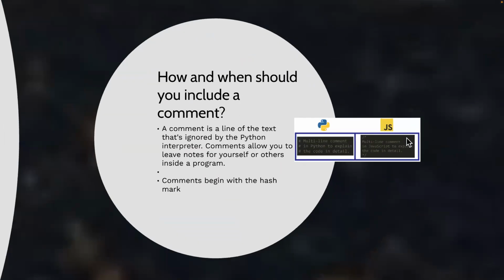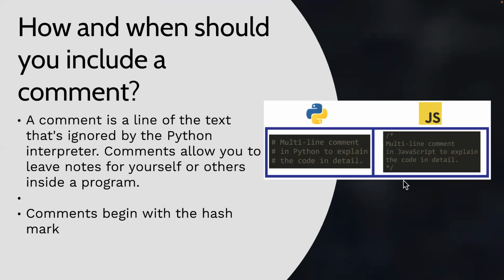But since we moved to comments, let's talk about what comments are. A comment is a way to ignore text in your code, and in Python, they begin with the hash mark. The way that we would write a comment in JavaScript, a multi-line comment, is with slash star, star slash.